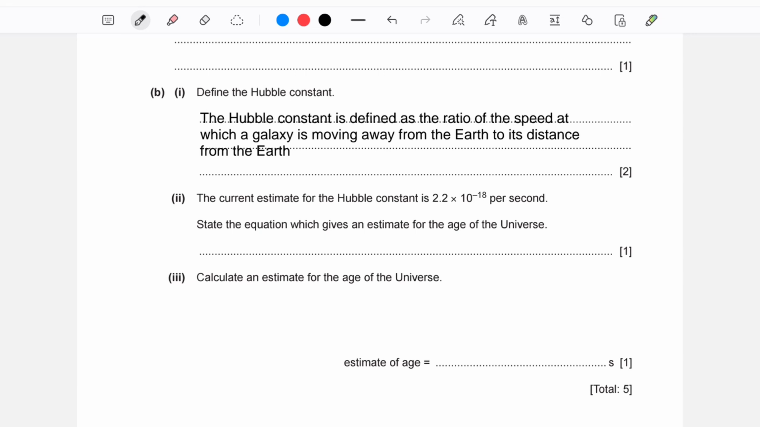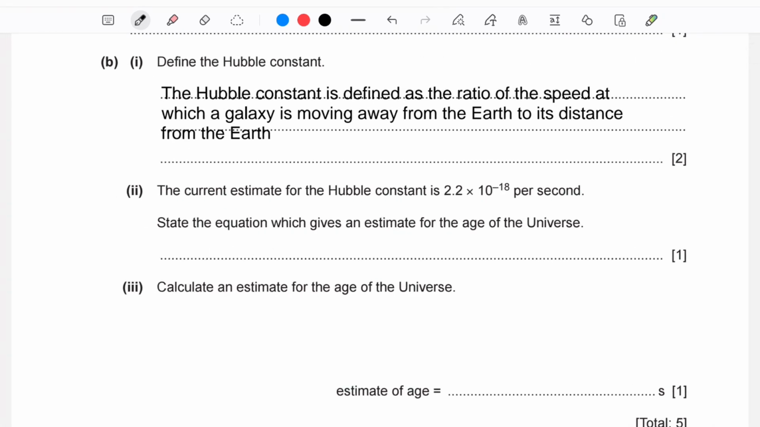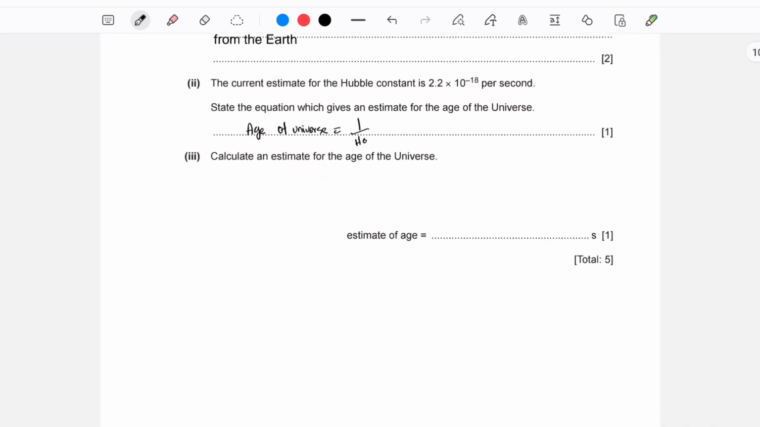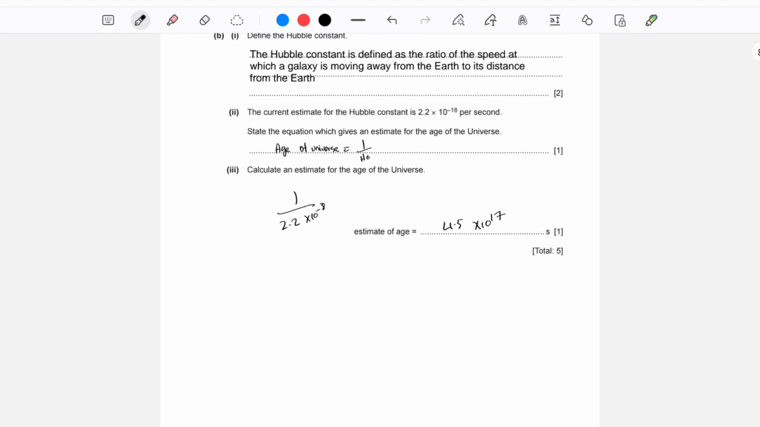The current estimate for Hubble's constant is 2.2 times 10 to the power minus 18 per second. State which equation gives the estimate of age of the universe. Calculate an estimate for the age of the universe, and that gives us 4.5 times 10 to the power 17 seconds.